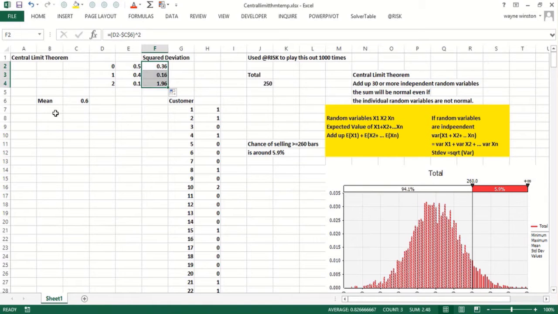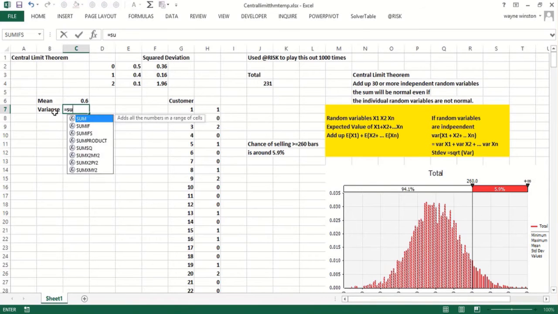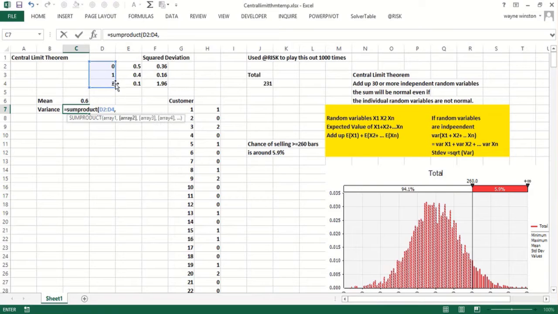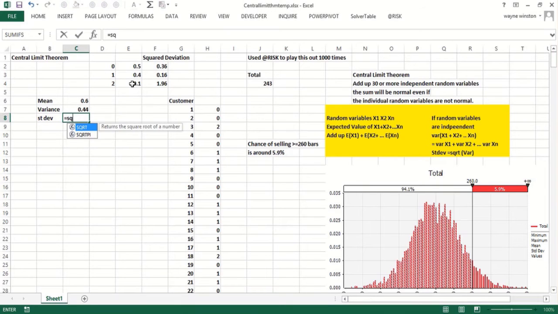So the variance for one person would be the expected value of that square deviation column. You take the probabilities and weight the square deviations by the probability. So that's the sum of product function. Okay, so the standard deviation for one customer, the number of chocolate bars they buy, is the square root of that. Not that we really need that in this case, you'll see. Okay, so what's the mean?